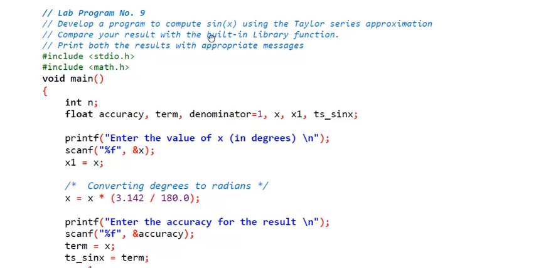So using that built-in function, we can directly call it and get the answer. We are going to compare whatever we calculated with the built-in value, and print both the results with the appropriate messages. So this is our problem statement.